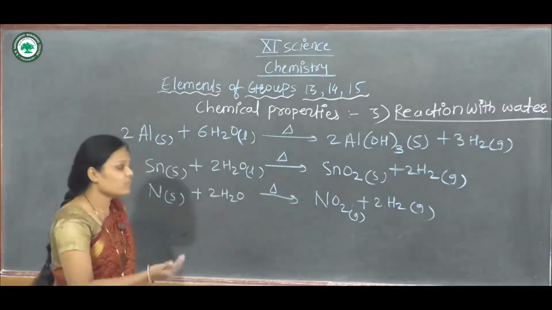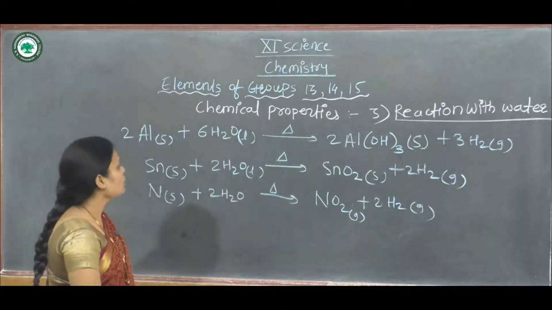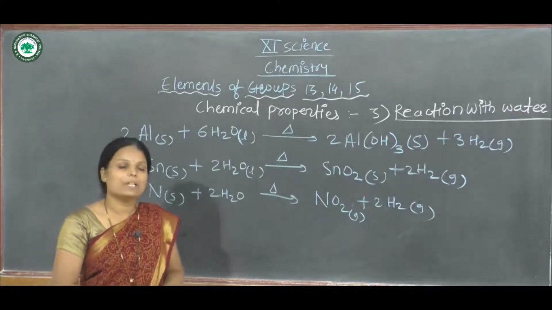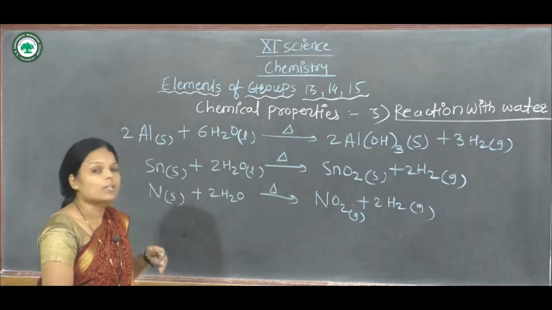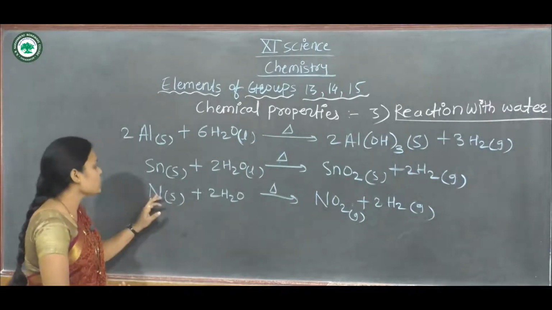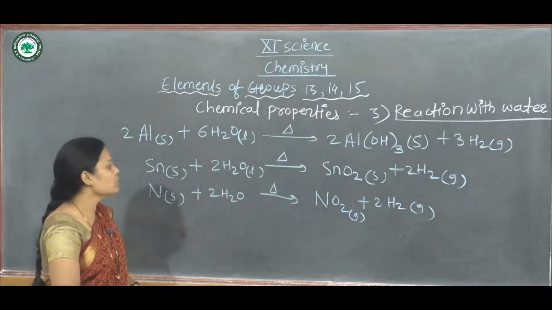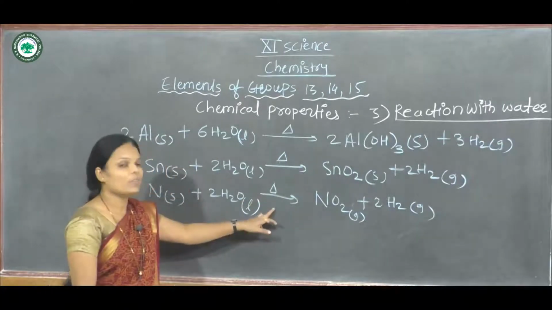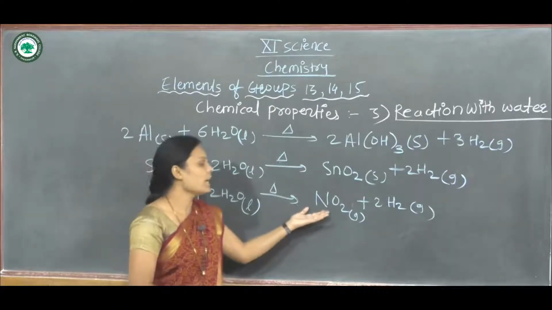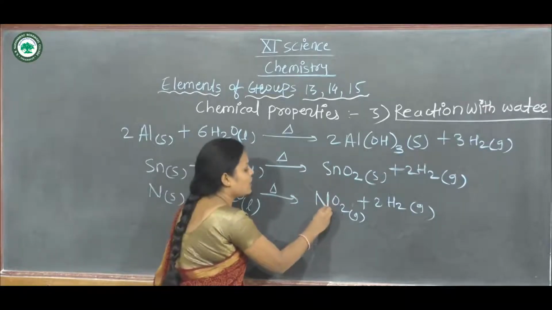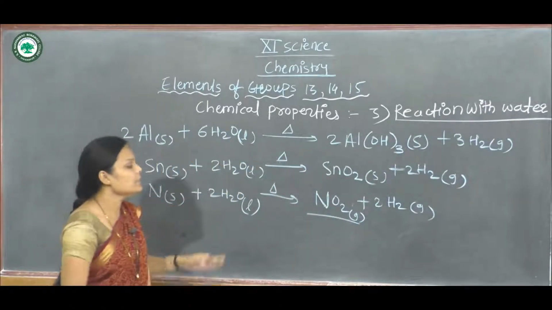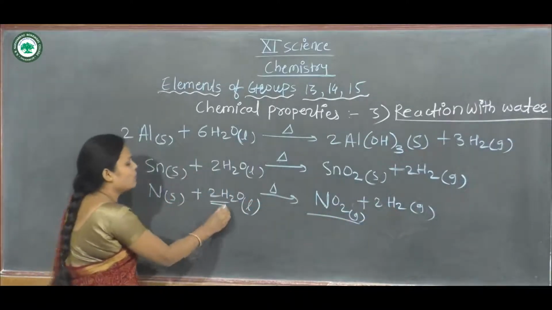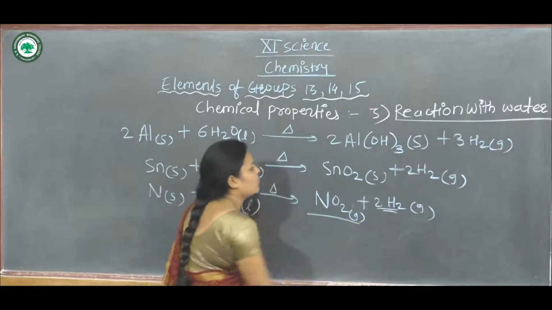A similar case can take place with nitrogen. We know that nitrogen is a group 15 element, and it is the nitrogen family element. The first element is nitrogen. Here nitrogen reacts with 2 water molecules in liquid form, and in the presence of heat forms nitrogen dioxide. Nitrogen dioxide gas is formed in this reaction and 2 H2 gas remains. Here there are 4 hydrogen atoms on both sides.